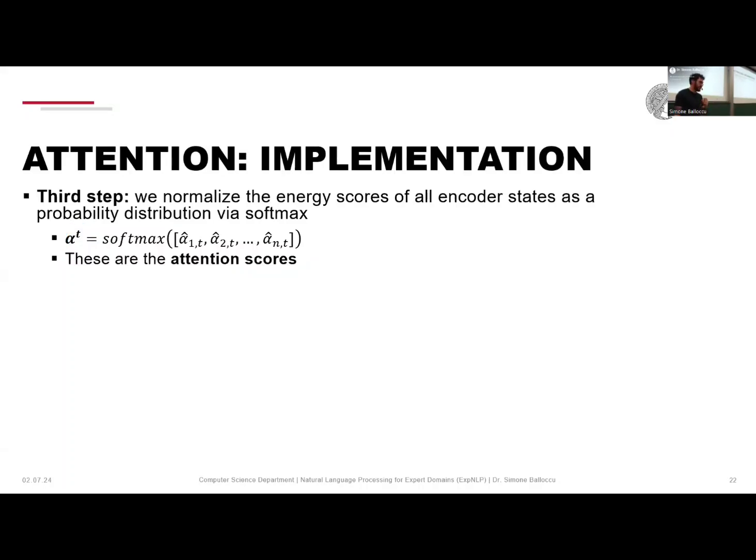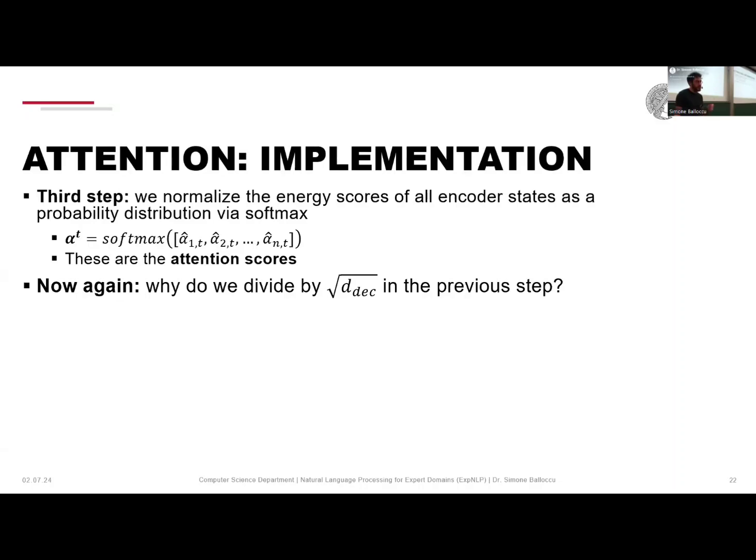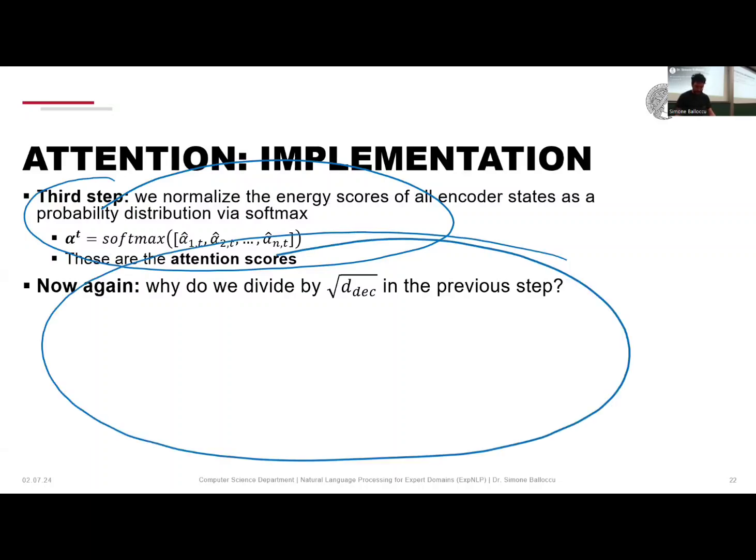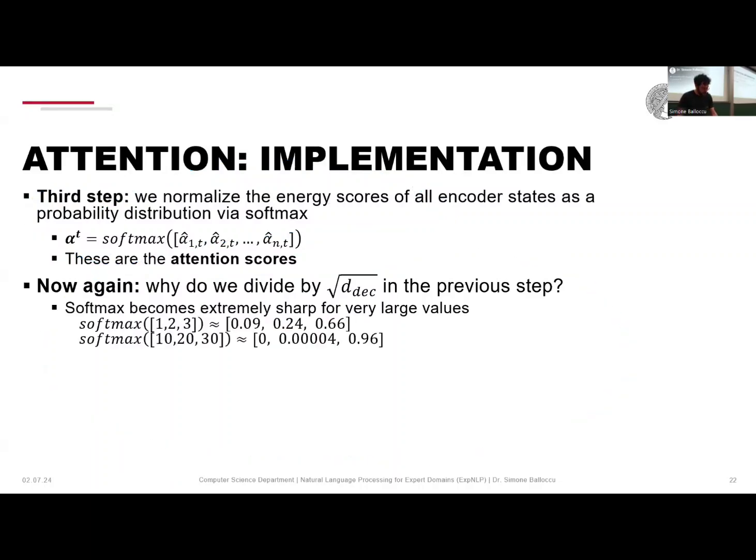These are called the attention scores. Now we can discuss why we need to divide by the dimensionality of the decoder. Honestly, I don't expect you to motivate this in the exam, but you probably don't need to know this. But I'm still going to tell you.